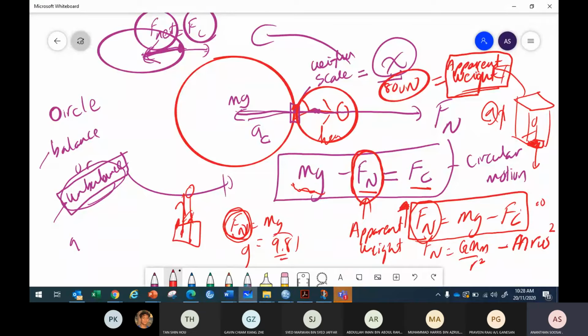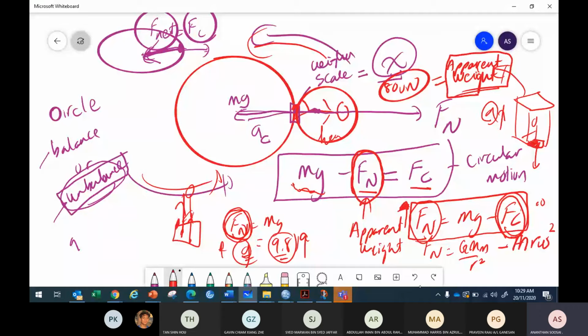So mg, your g looks greater. Your apparent gravity looks like gravity. So gravity is affected by centripetal force. Centripetal force happens due to Earth's rotation. If Earth stops rotating, you will get heavier.